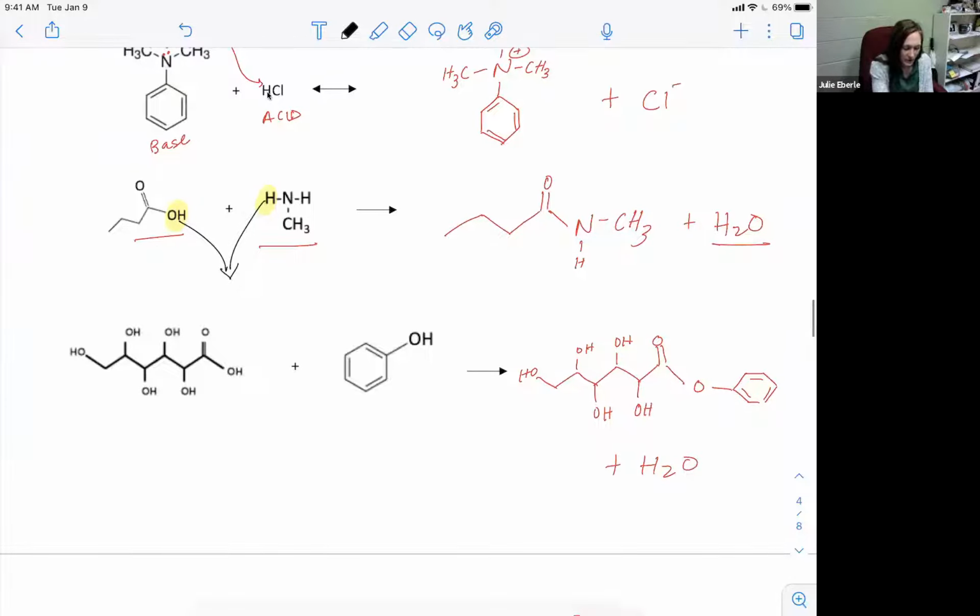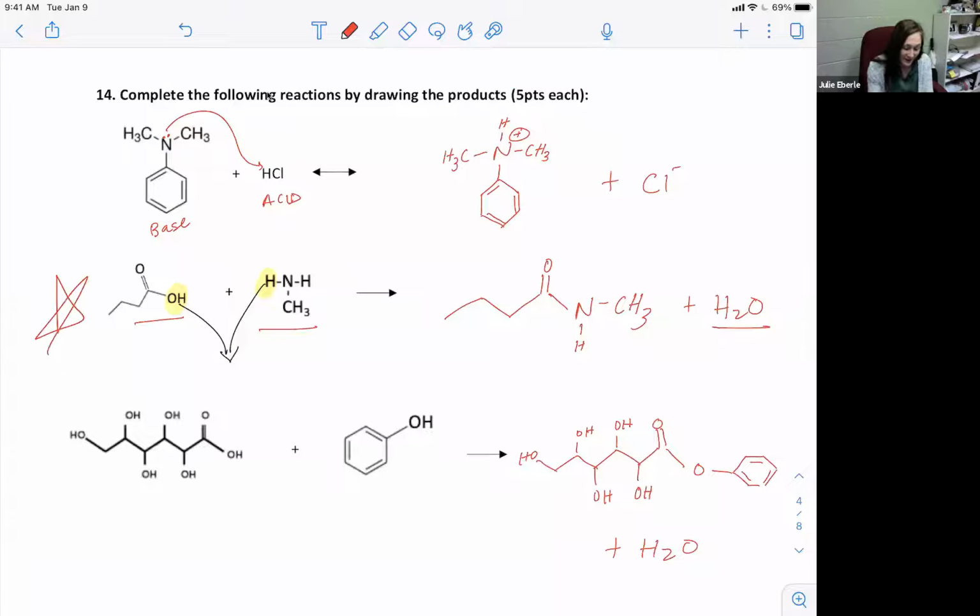So this is esterification. Abby did something really clever on this one. I didn't count it wrong, actually. Abby, I hope it's okay if I share. I won't share. You can share if you want to.